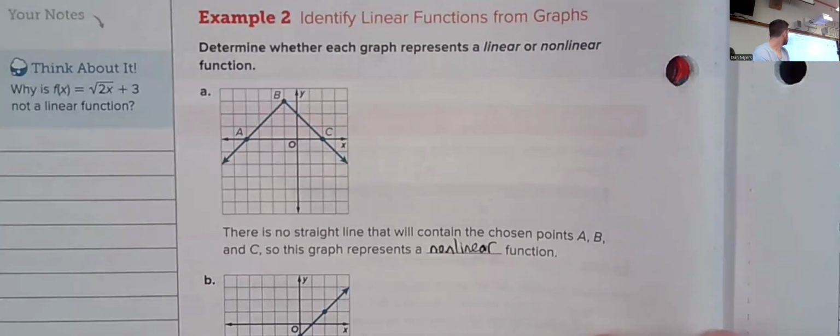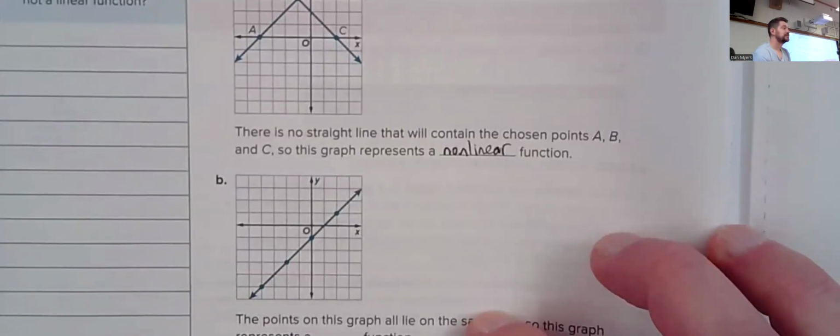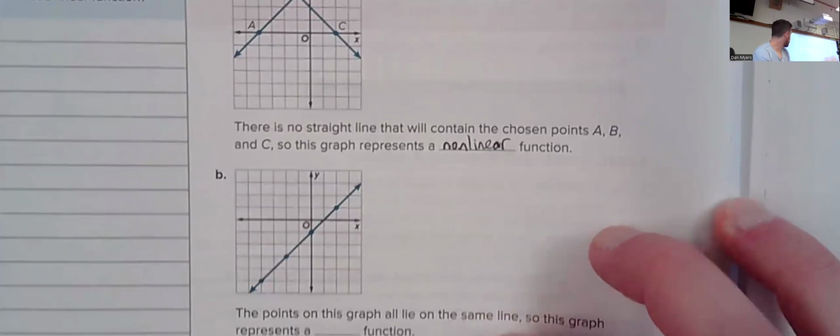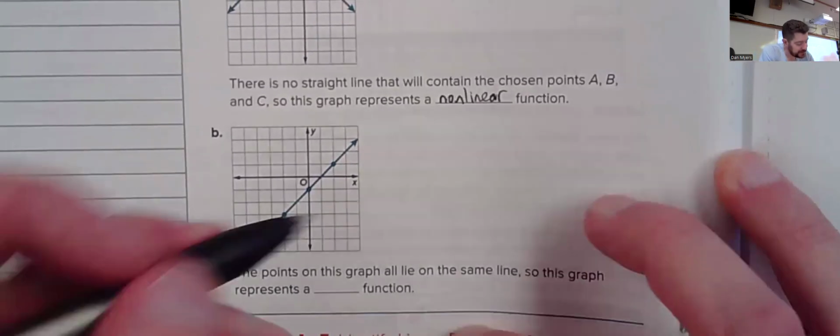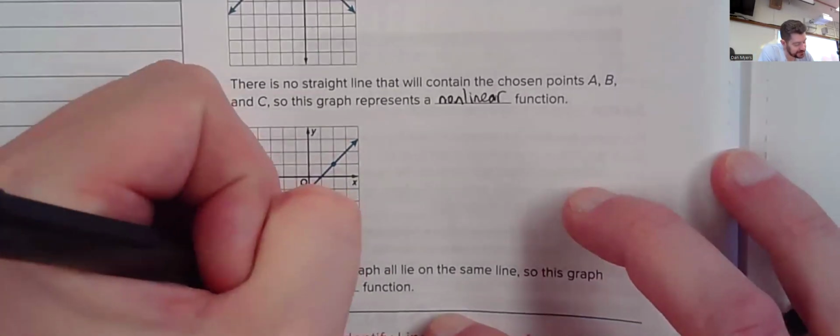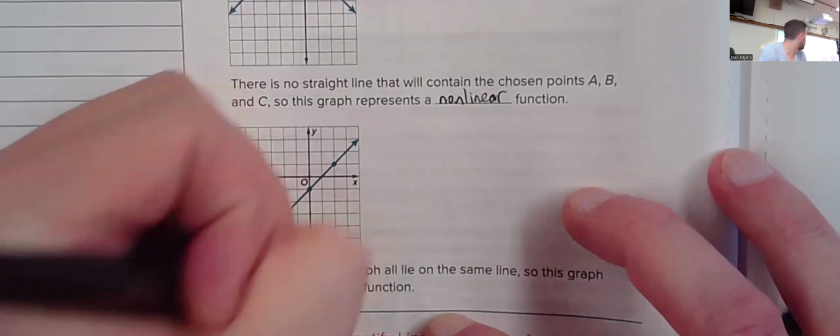Cool. How about B? Yeah, all 3 points are in a straight line, therefore linear. Represents a linear function. Yay, all right.